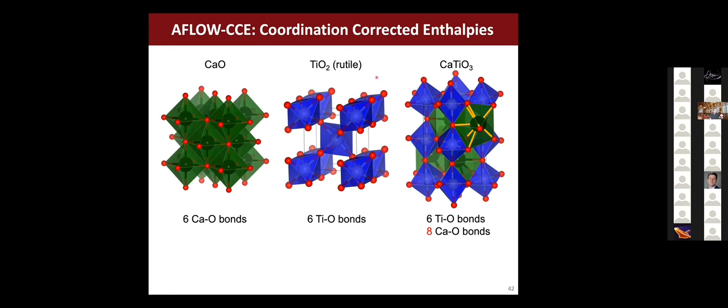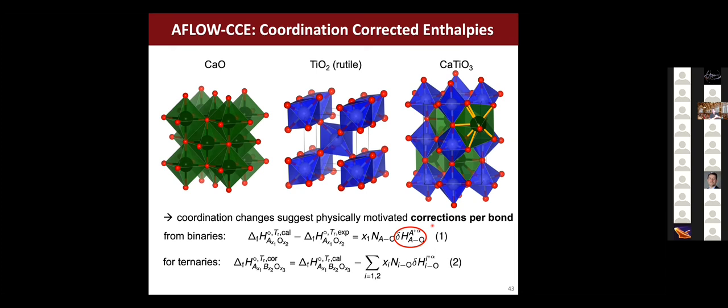In the rutile phase of titanium oxide, we're going to have titanium surrounded by six oxygen atoms. When we look at calcium titanium oxide, we're going to have a different coordination, right? So the titanium atoms are surrounded by 6 oxygen bonds, but the calcium ions are going to be surrounded by 8 oxygen bonds. Okay, so we're going to make corrections that are based on the different coordinations that are possible for the cations surrounded by the particular anion, which in this case are the oxides.